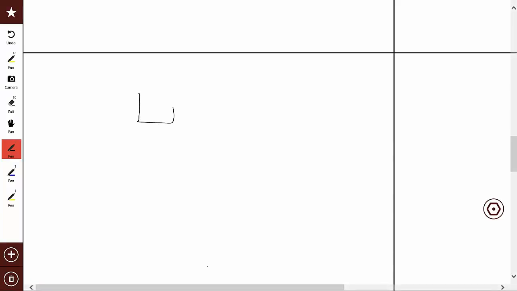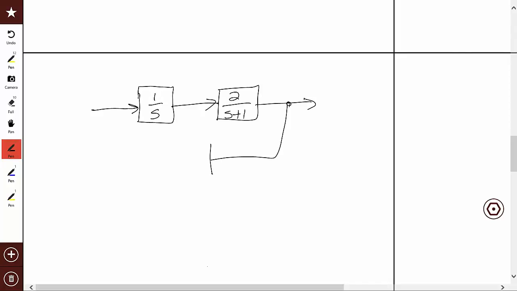Okay, let's start with a diagram. So I'm going to have a diagram here. I'm making one up, 1 over S. Put another one here, 2 over S plus 1. I'm going to grab this guy, I'm going to bring here. This is going to be 3 times S. And this would be R.